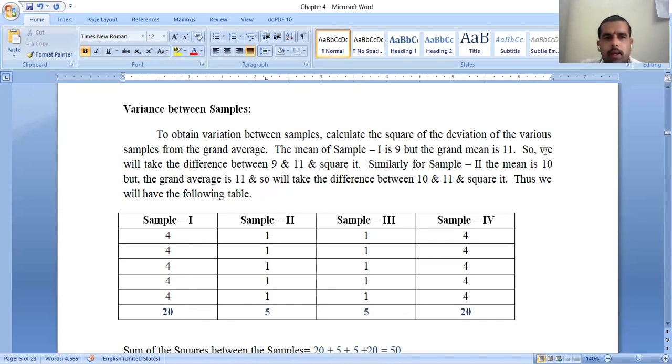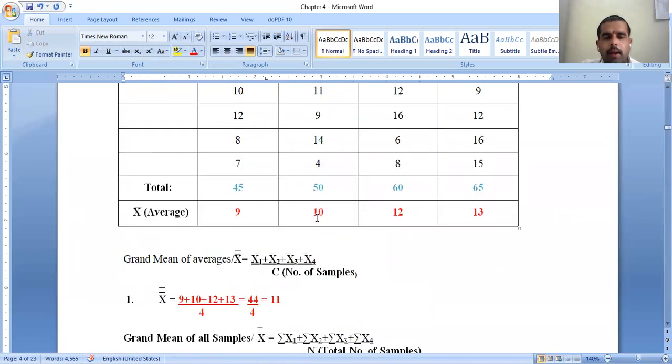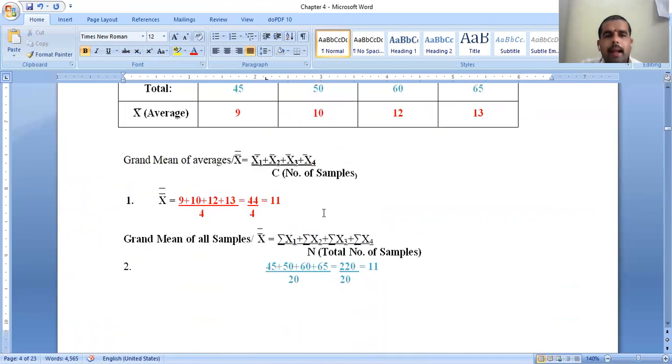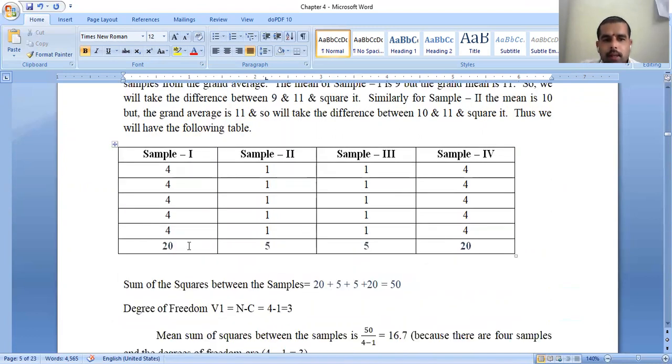So you observe carefully. We take the difference between the mean and 11 and square it. Similarly for sample 2, the mean is 10, and the grand average is 11. Then square it and you will get 5. 10 minus 11 is 1, and 1 squared is 1 only. So you will get 5. Apply the same procedure for sample 3 and sample 4. After getting these values, that is 20, then 5, then 5, then 20.